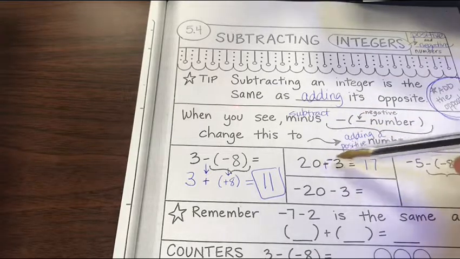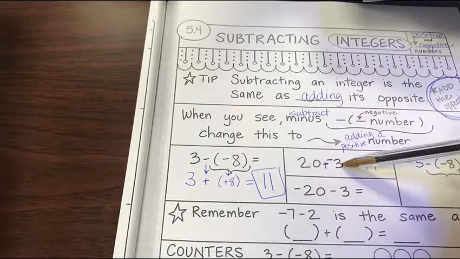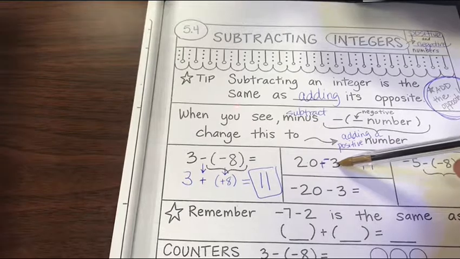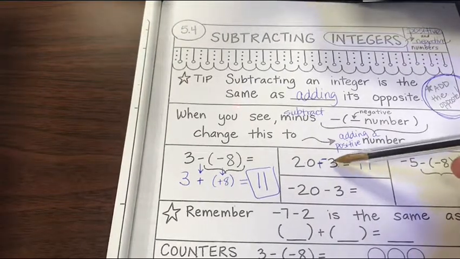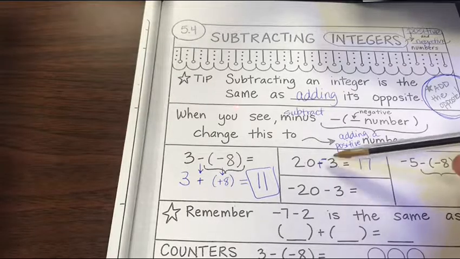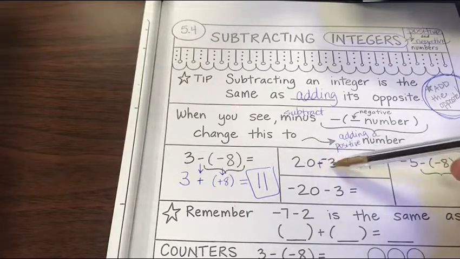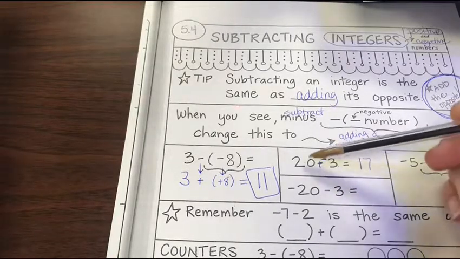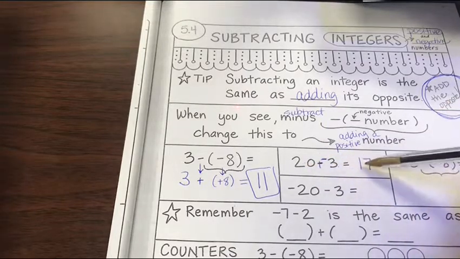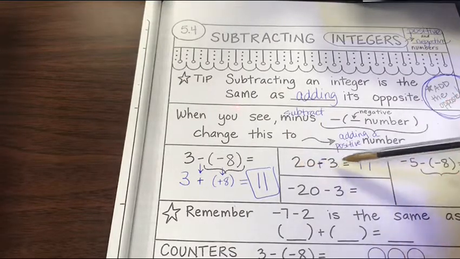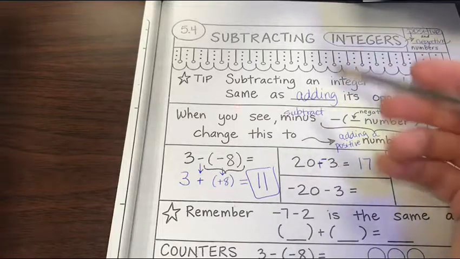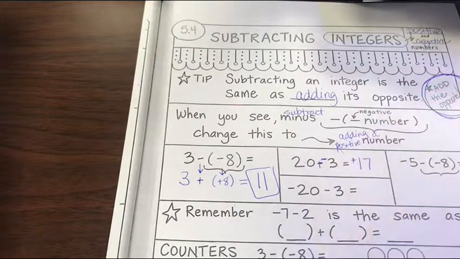So what we do is we subtract, and as we're subtracting, we're getting rid of those zero pairs. So we're getting rid of those 3 negatives, and at the same time, we're getting rid of 3 positives. So 20 minus 3 is 17. And do I have more positive counters or more negative counters? I have more positive counters. So my answer is positive 17.